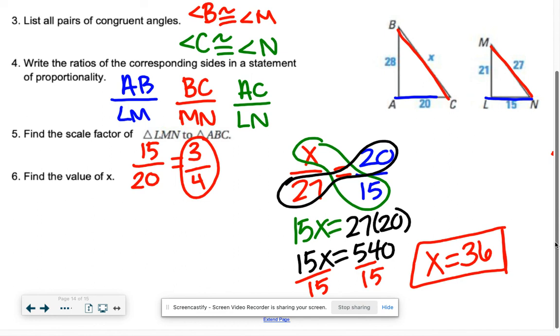Number 8, you're just listing your matching parts like we did on 3 and 4. Match your angles and match your sides. Let me know if you need me.